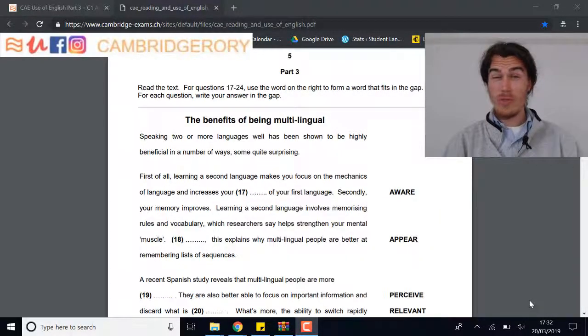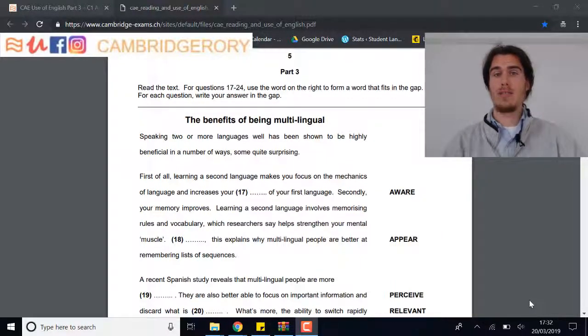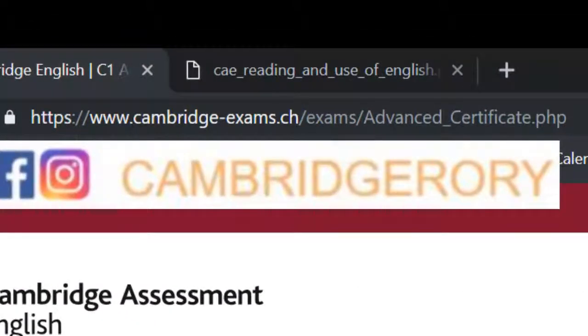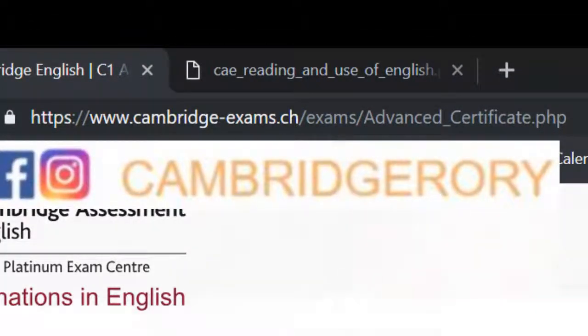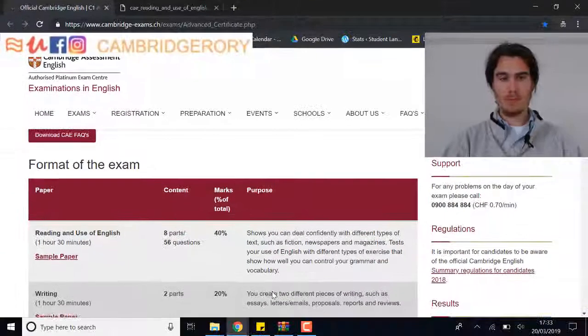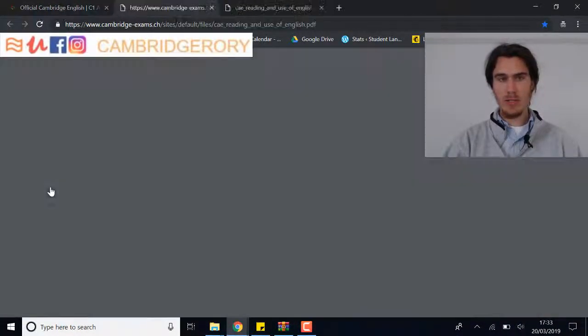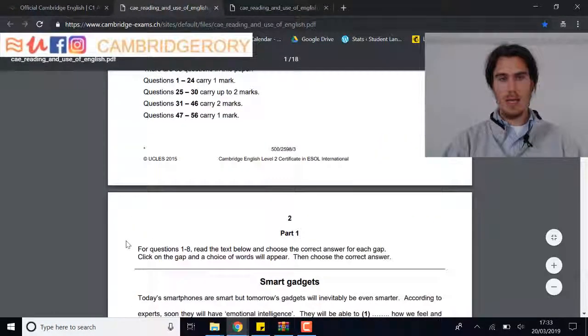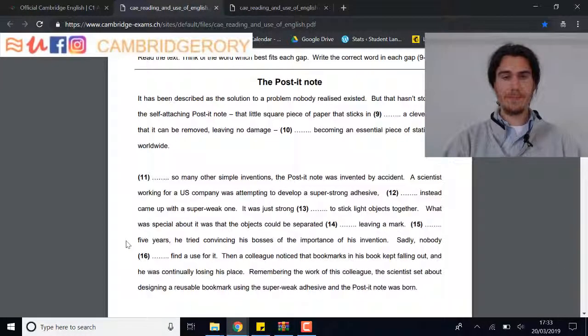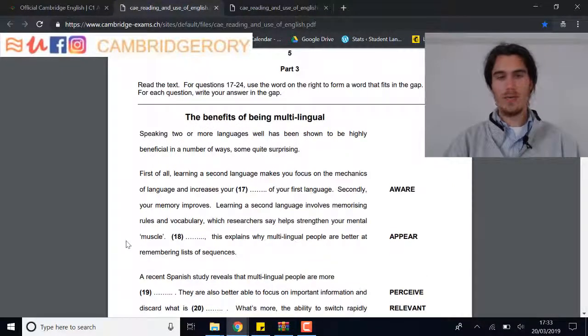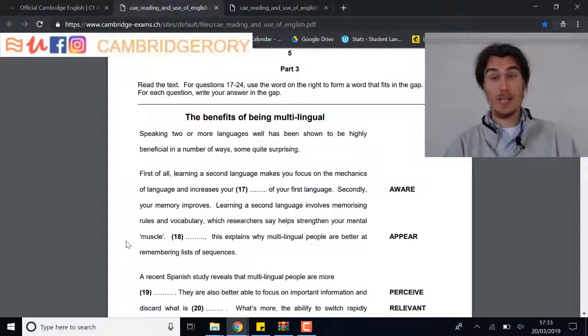So I thought it would be really useful for you guys to see how to use this strategy to complete an example question. So I have gone to this website here, and there are lots of past papers and examples for the different papers in the exam on this website. And I opened up Reading and Use of English. And here's a past paper. And if we go down to part 3, we can see the benefits of being multilingual. So let's have a look at how we can answer this question using the strategy I just talked about.